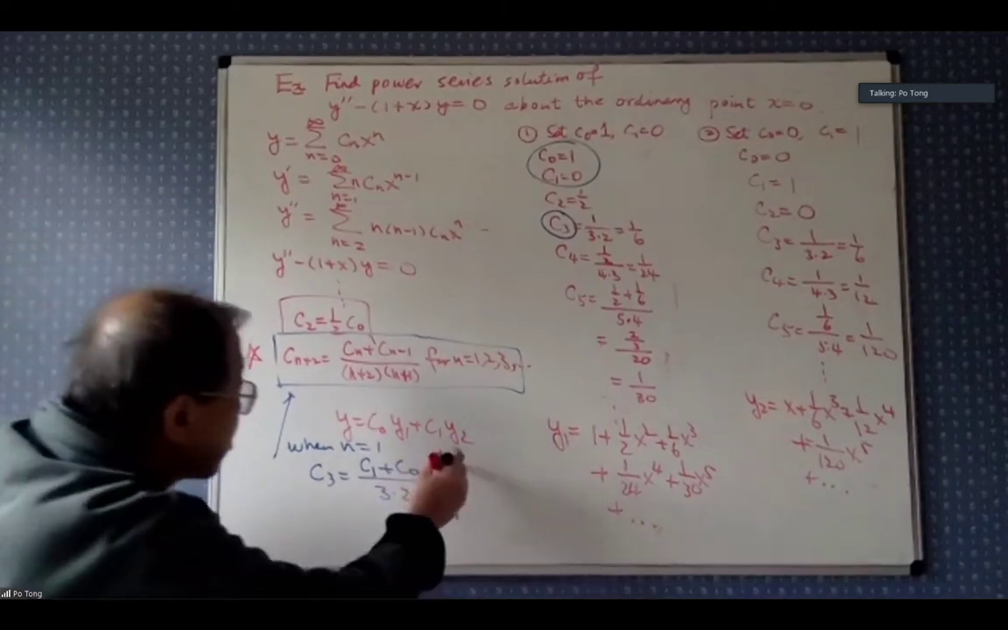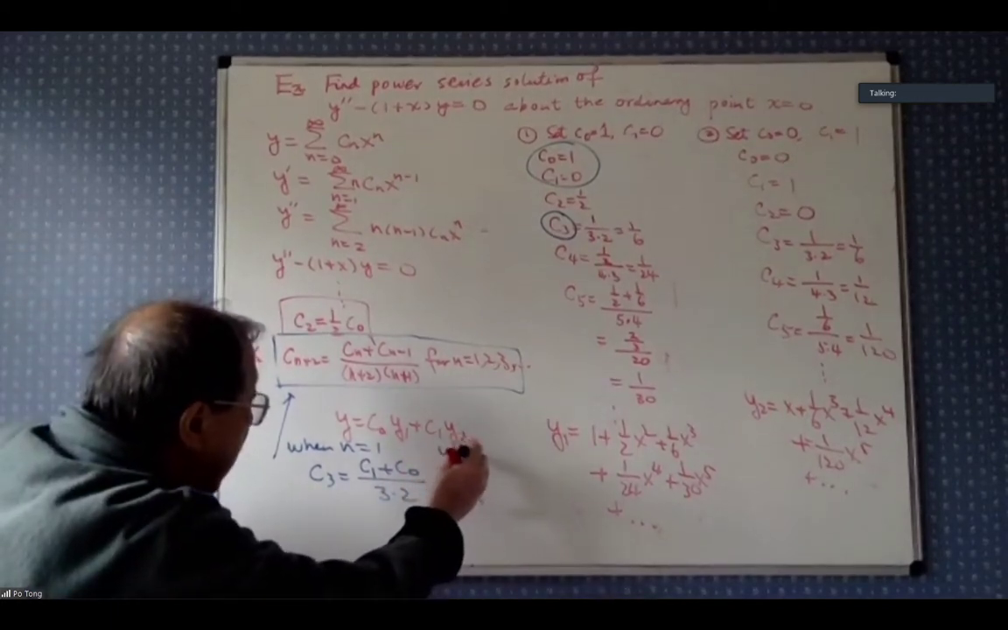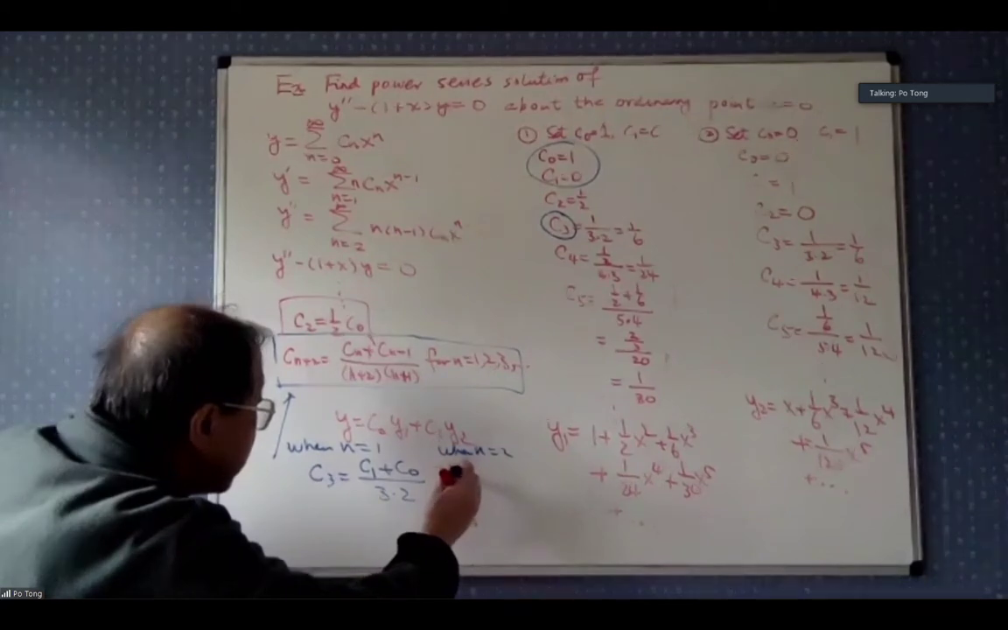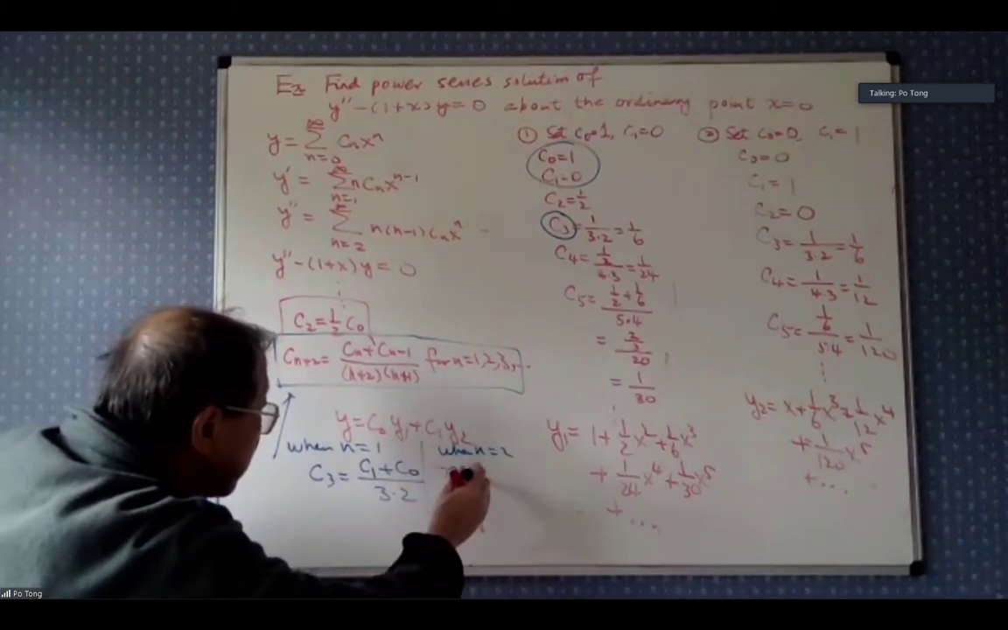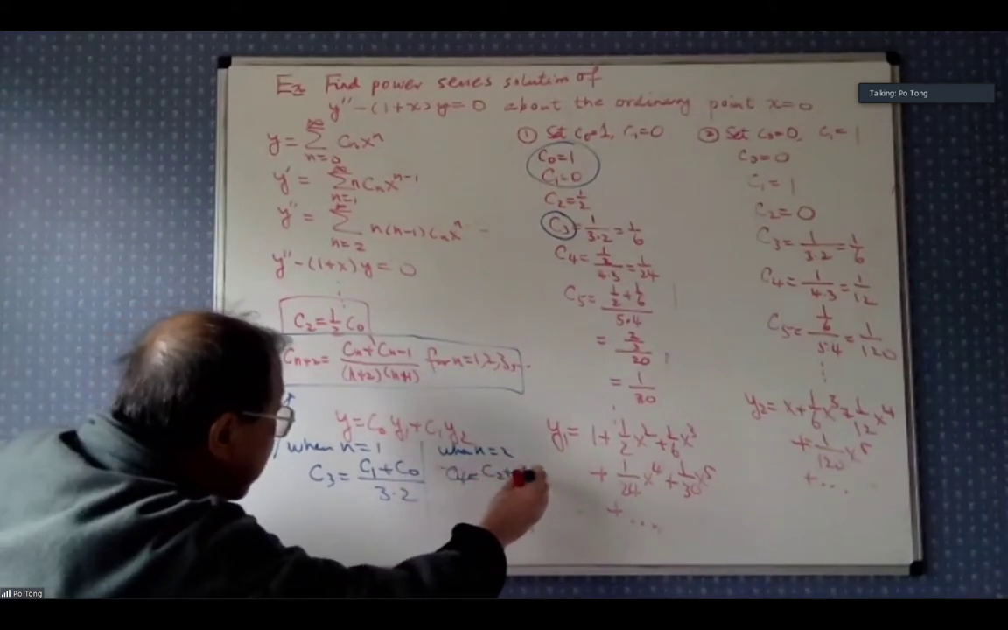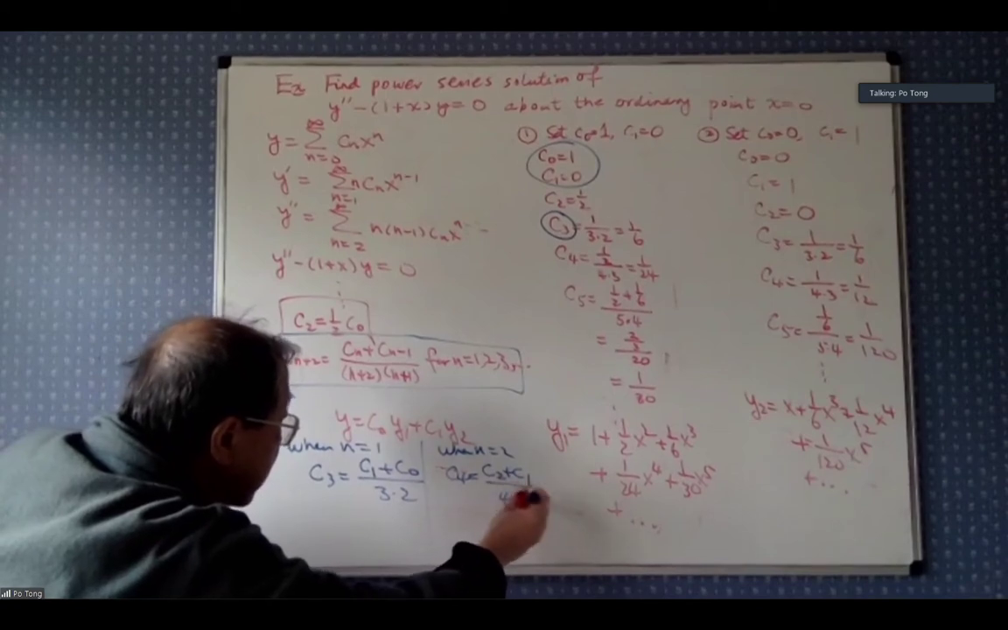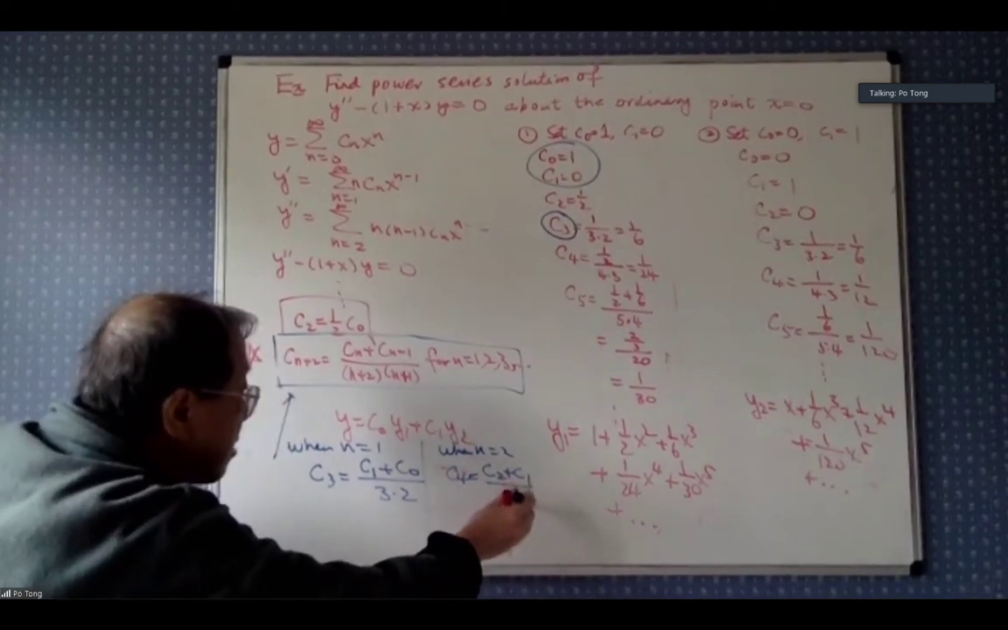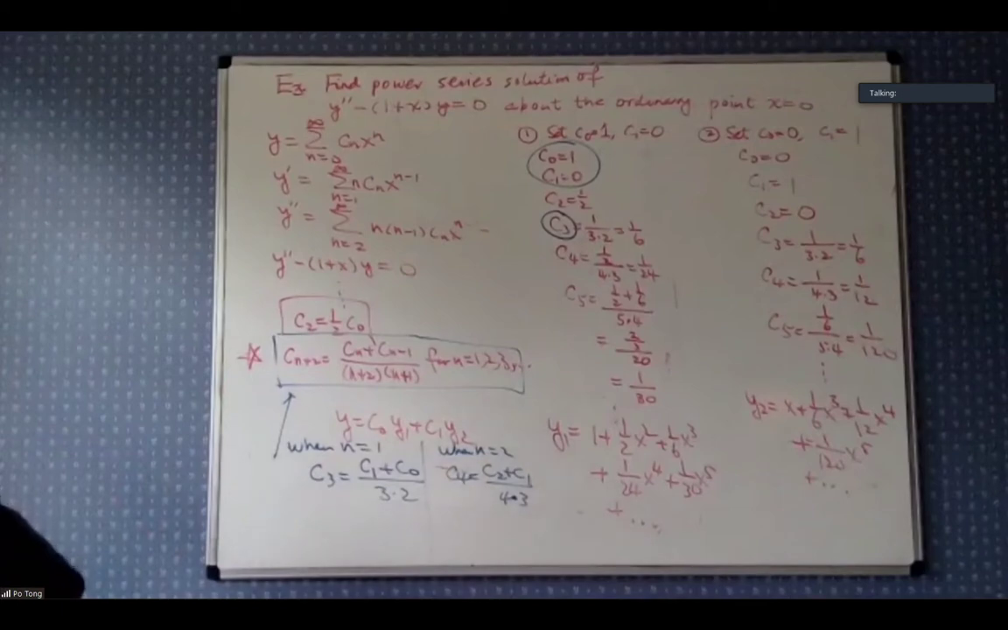And then when n is equal to 2, C4 is equal to C2 plus C1 divided by 4 times 3. And you iterate like this. Yeah, it's good. Okay. Thanks for asking, Shannon.